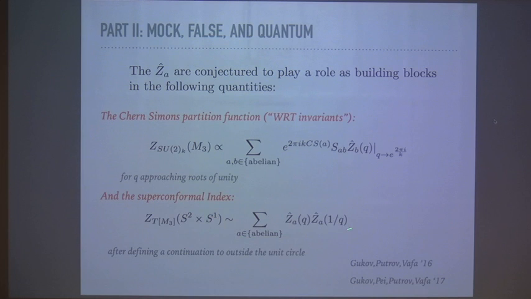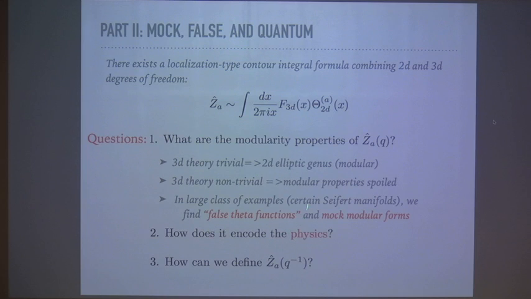So you see that in order to make sense of this kind of definition, it's important to be able to continue this z hat to outside of the unit circle. Taking 1 over q takes tau from the upper half plane to the lower half plane. So one has to know a way to do this in order to make sense of this conjecture. Okay, so I'll give you a little idea of how one can compute these z hats.